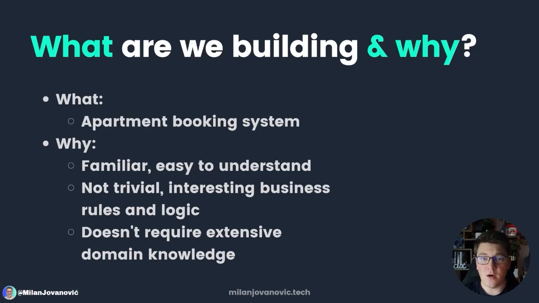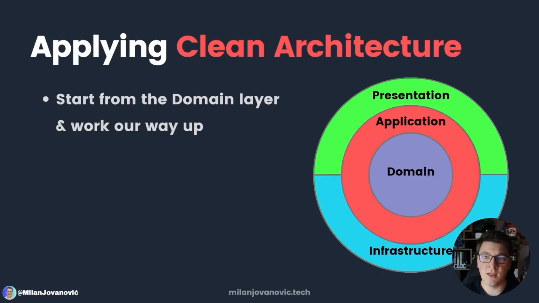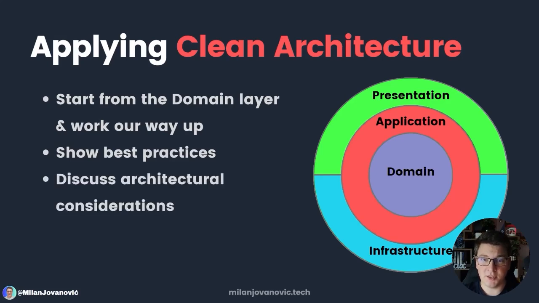So now you know what we are going to build in this course and what is the reasoning behind this decision, and I want to spend a moment discussing the direction that I want to take in applying the clean architecture to the apartment booking system. So we are first going to start from the domain layer and work our way up through the application, infrastructure, and presentation layers. I'm going to show you the best practices of implementing the clean architecture, and I'm going to discuss the important architectural considerations that you need to think about when working with the clean architecture and building a complex system.